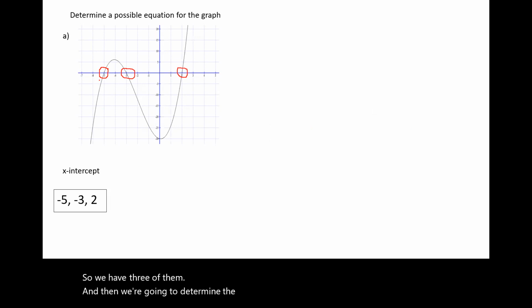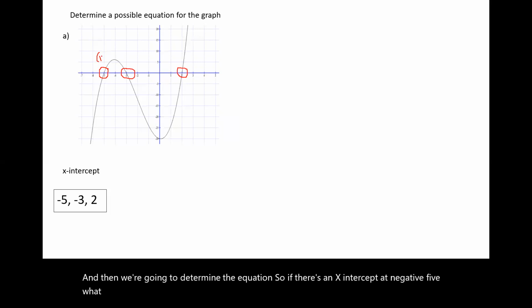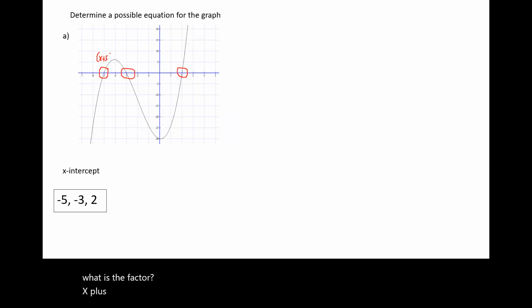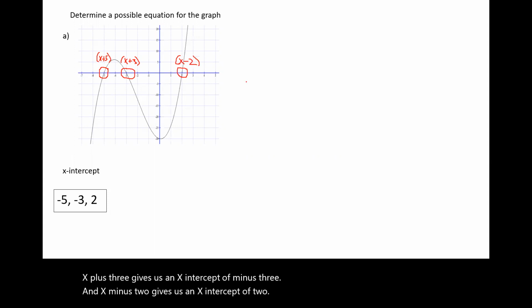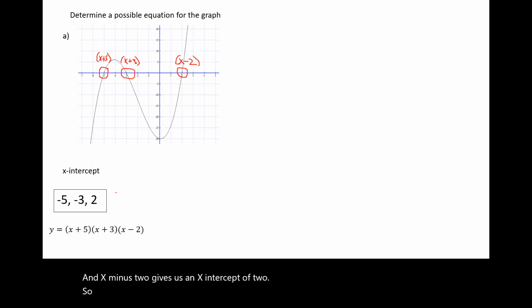So if there's an x-intercept at -5, what is the factor? X plus 5 gives us an x-intercept of -5. X plus 3 gives us an x-intercept of -3. And x minus 2 gives us an x-intercept of 2. So the equation could look like this.